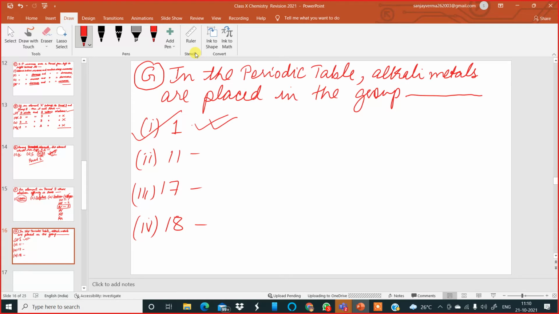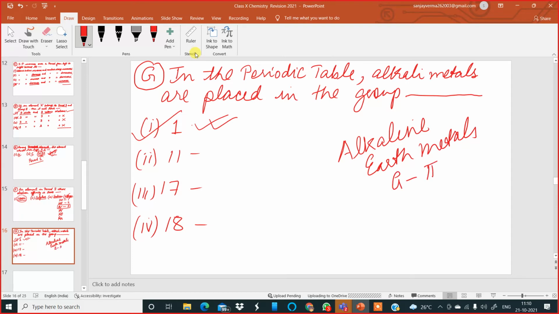So if alkali metals are in group 1, tell me alkaline earth metals. Which group? Group 2. Yes, alkaline earth metals are in group 2, or we can simply write group 2 like this. Okay. So be very careful while choosing the correct option.